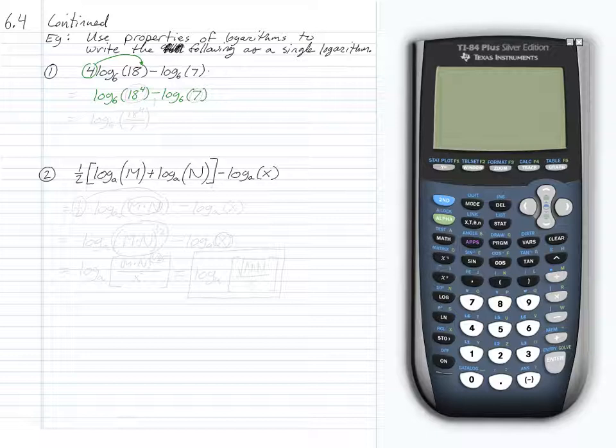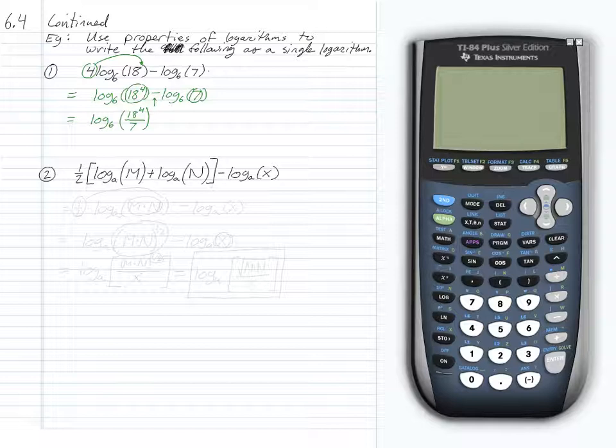At this stage, I can see that I have a log base 6 of some input minus a log base 6 of some other input. Since I am subtracting two logarithms, I can combine them into a single log base 6, where the numerator is the argument of the first log, and I divide that by the argument of the second log. And here we have our original expression expressed as a single logarithm.